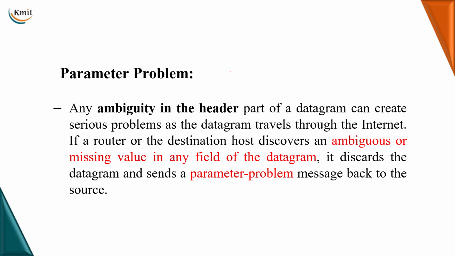Next message is the parameter problem message. If you know the header formats I have taught you in IPv4 and IPv6, there was a lot of information in the header. And if any header field is ambiguous, or if there is a missing field in the header of the datagram, then this message called parameter problem is sent. It will inform the source machine that there is some problem in the header, or there is a missing value in the header. For example, in the header you have the source address and the destination address. And if the destination address is missing in the header, it will be a problem. Where will you deliver the datagram? That is why we send a parameter problem when we have any such difficulty.